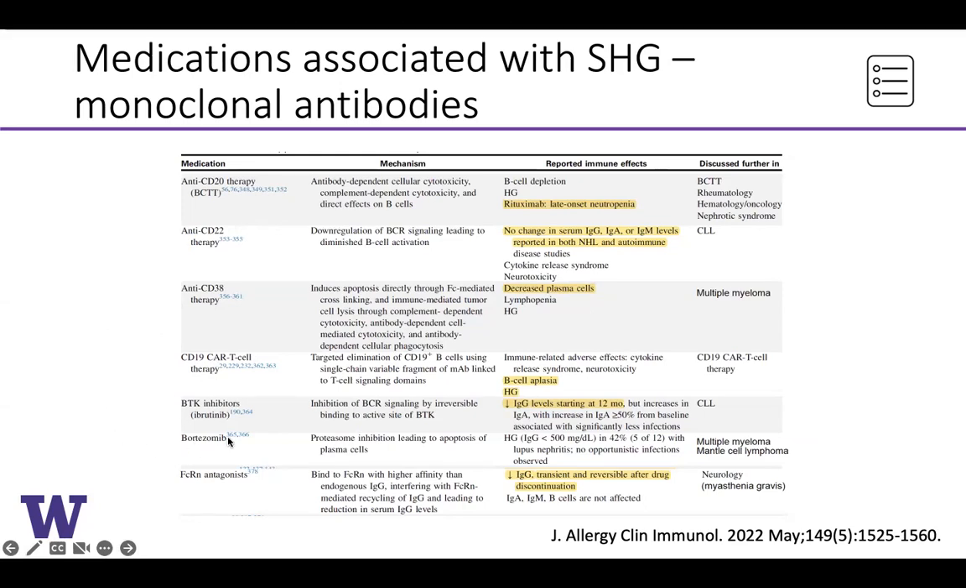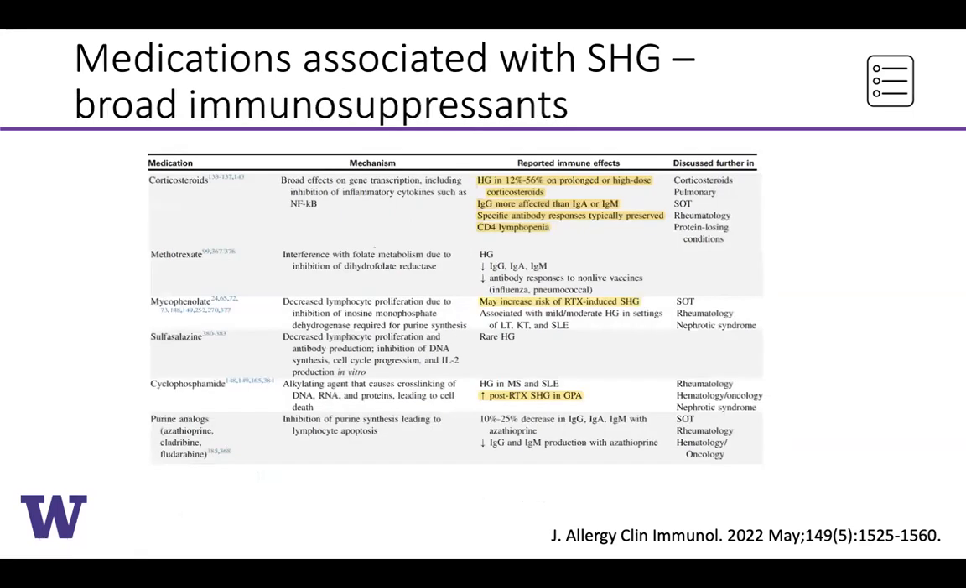Moving on to the next big category. So this is just broad immunosuppressants, corticosteroids. Again, we are all very familiar with this, but they can really have a variety of immunosuppressive effects. And they are not the same for a patient. So they can greatly vary.